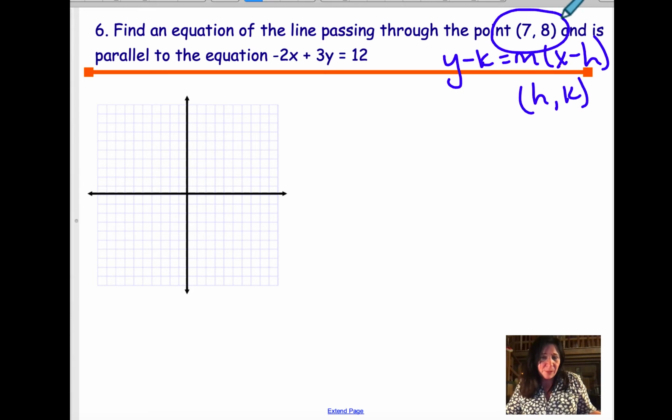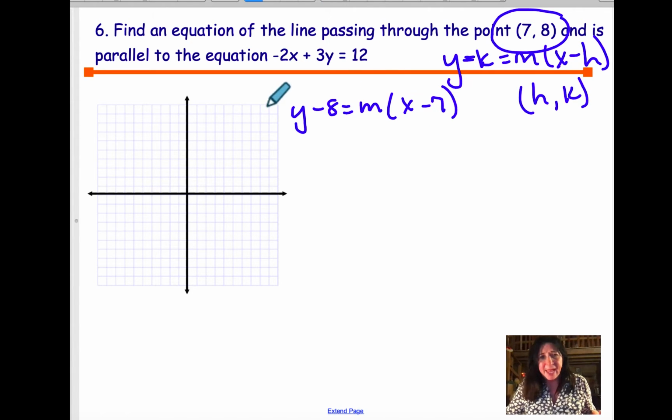So to put this in point-slope form, this is going to be y minus 8, because this is positive 8. So it's the opposite. That minus means the opposite. So y minus 8 is equal to my slope times x minus 7, actually. And so therefore, now I have 7. Now, I do need to find my slope, and I'm going to steal my slope from here.